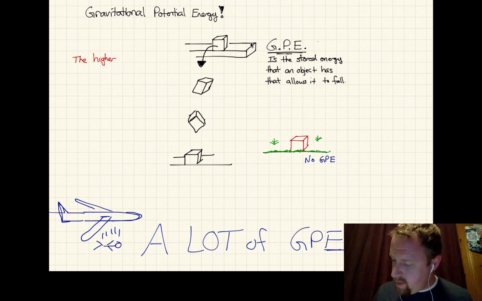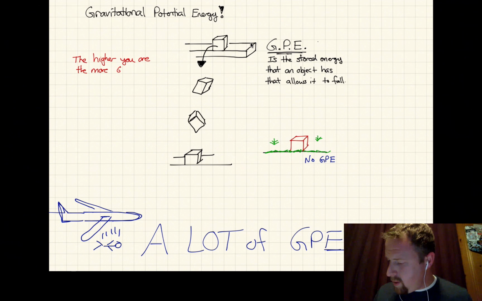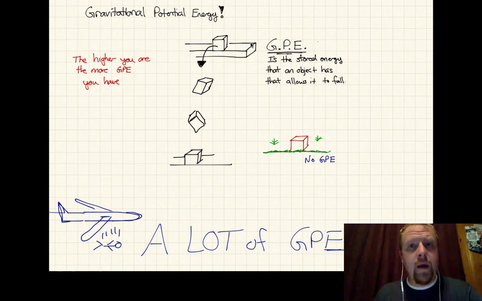The higher you are, the more potential energy, gravitational potential energy, you have. So one deals with speed and one deals with height. Okay, now let's kind of look at the two together.